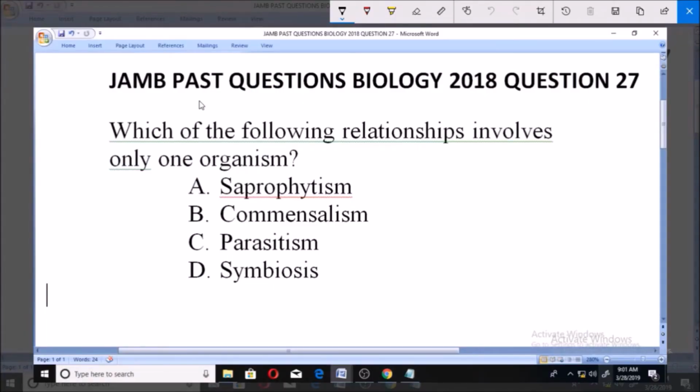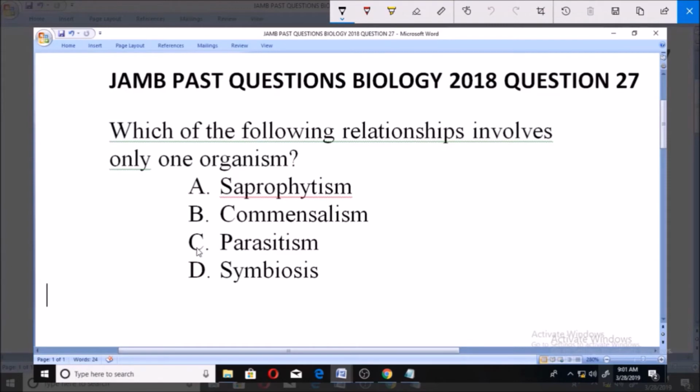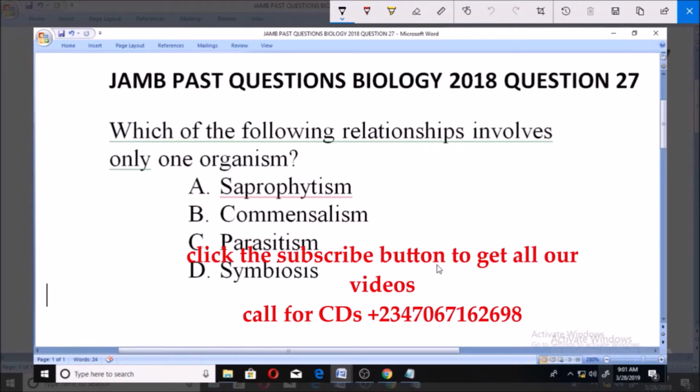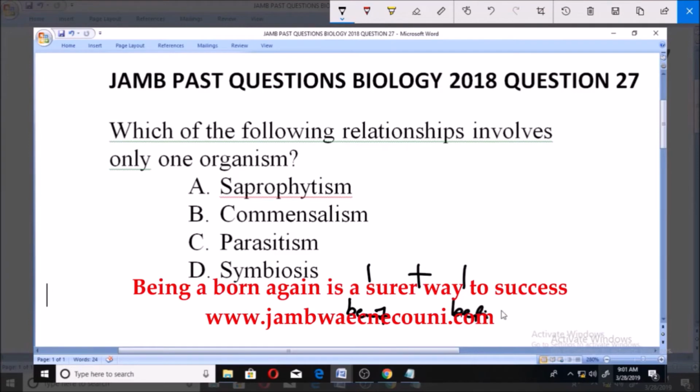Let's look at these JAMB past questions, Biology 2018. Question number 27. Which of the following relationships involves only one organism? A. Saprophytism, B. Commensalism, C. Parasitism, D. Symbiosis. Now, all these are relationships. In symbiosis, you have one organism in a relationship with another one, both of them benefiting from each other. So that's what you have in a symbiosis.